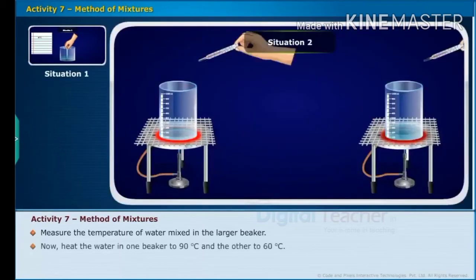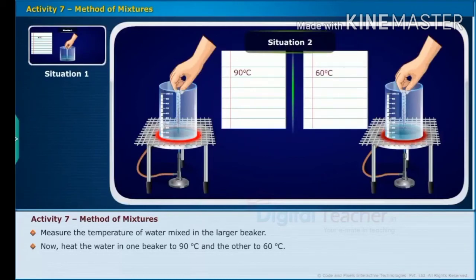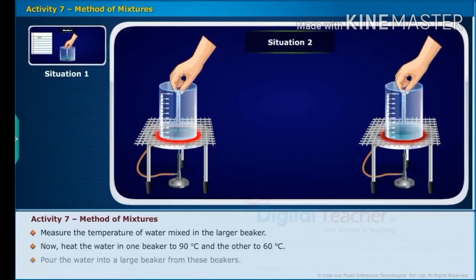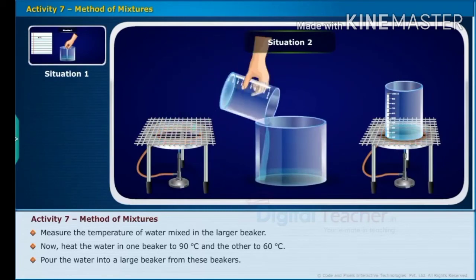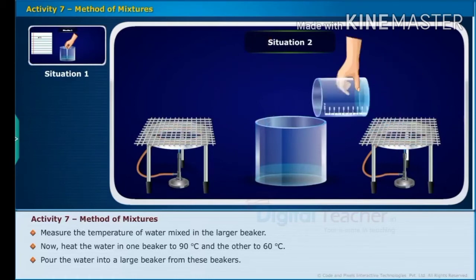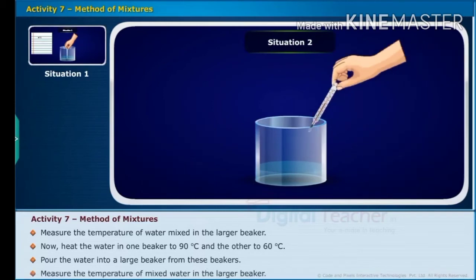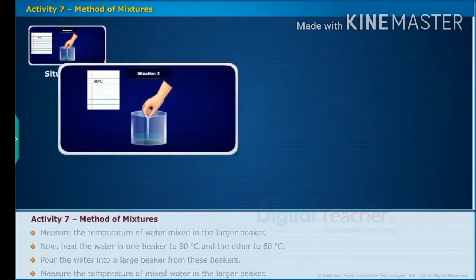Situation 2. Now heat the water in one beaker to 90 degrees Celsius and the other to 60 degrees Celsius. Pour the water into a large beaker from these beakers. Measure the temperature of the mixed water in the larger beaker.